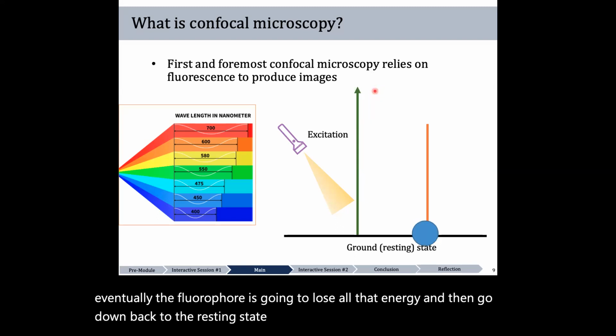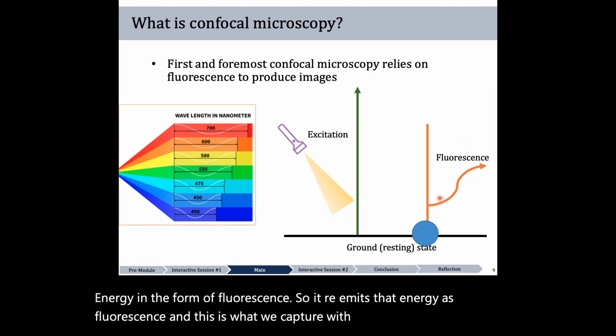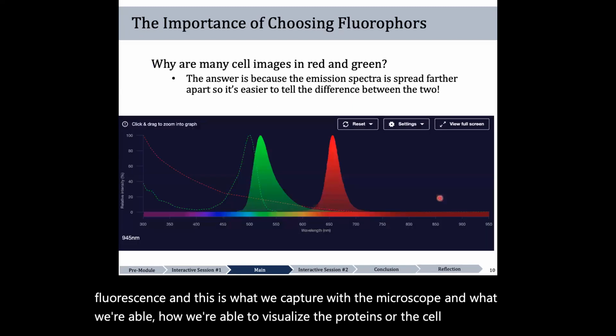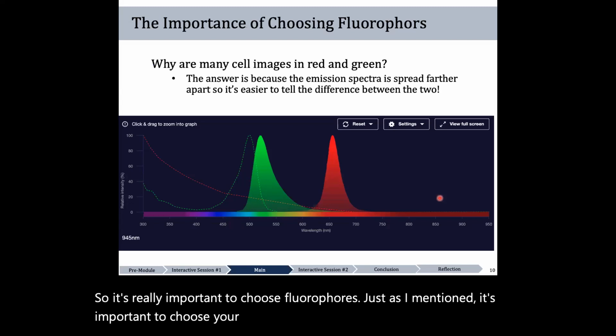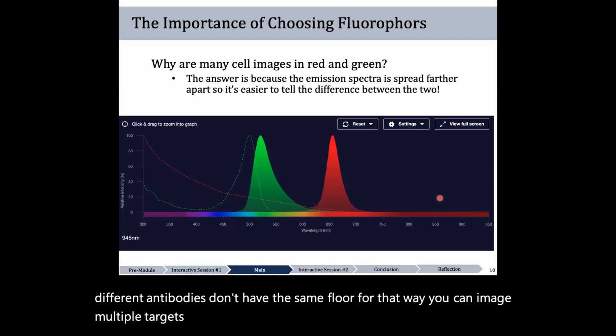And at this point, as it goes down to the resting state, it releases energy in the form of fluorescence. So it re-emits that energy as fluorescence, and this is what we capture with the microscope and how we're able to visualize the proteins or the cells or whatever target we're interested in. So it's really important to choose fluorophores. Just as I mentioned, it's important to choose your antibody. Again, you have to make sure that different antibodies don't have the same fluorophore. That way you can image multiple targets at the same time in different colors.